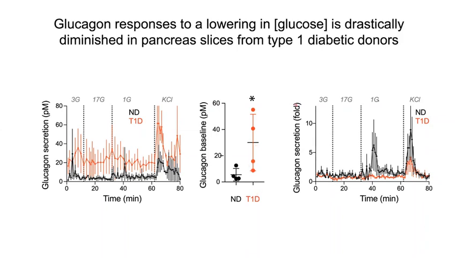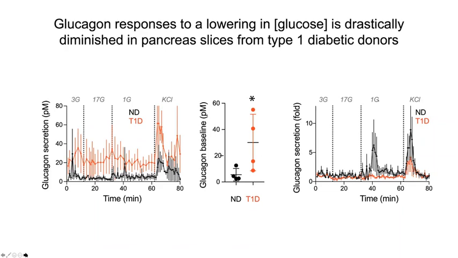Now, if you look closer at glucagon secretion and show it as a fold change over baseline, you can see that the natural response that the alpha cells have to a lowering of glucose is there in the slices from non-diabetic donors, but it completely disappears in the slices from diabetic donors. So this is a major change, and now we think that we have the tools to look at the mechanisms.